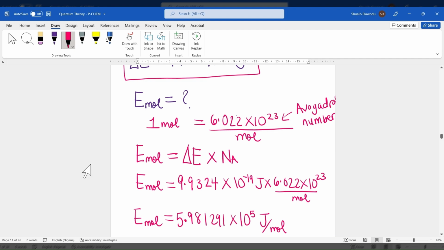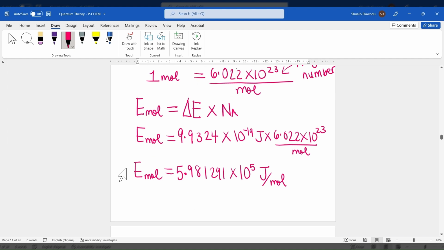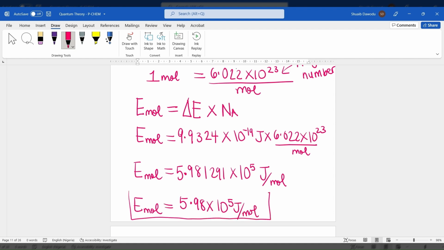And of course, we're chemists, so we've got to put it in the proper number of sig figs. So energy per mole of photon is simply going to be 5.98 times 10 raised to the power of 5 joule per mole. Right? This is basically the answer to this question.